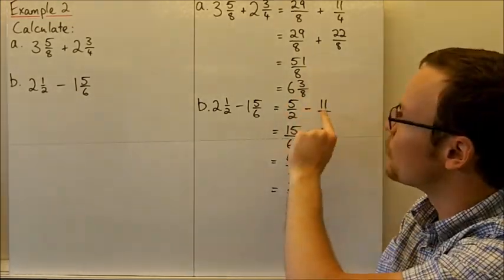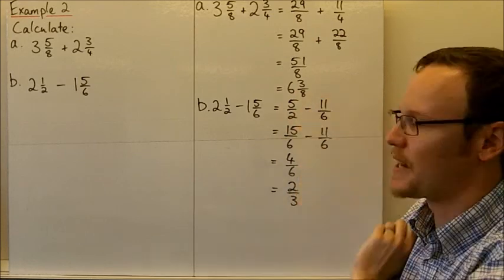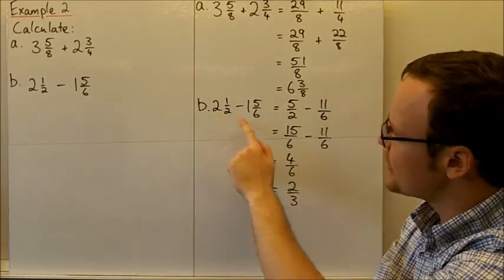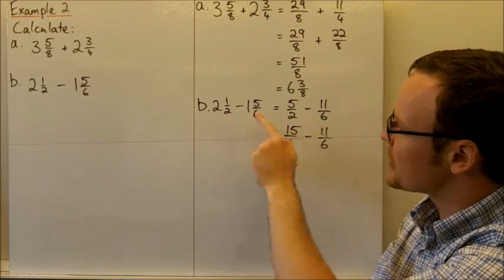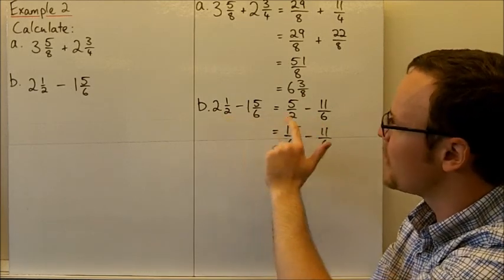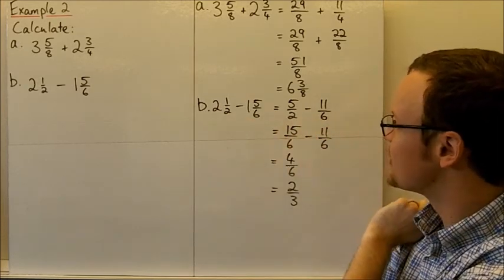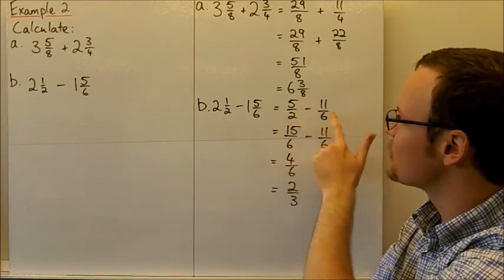8 goes into 51 6 times with 3 left over, so 3/8 left over there. So 6 and 3/8. For this one here, converting from mixed numbers to improper fractions, we get 2 1/2 is 5 halves, and 1 5/6 is 11 sixths. So 5 halves minus 11 sixths.